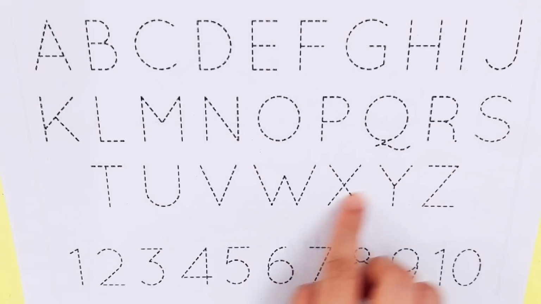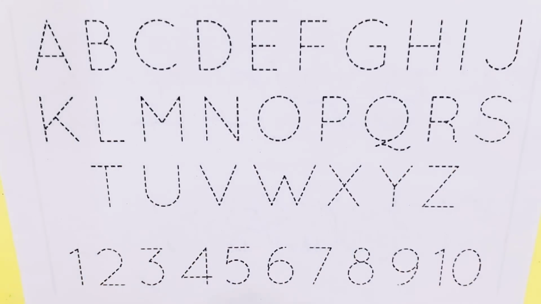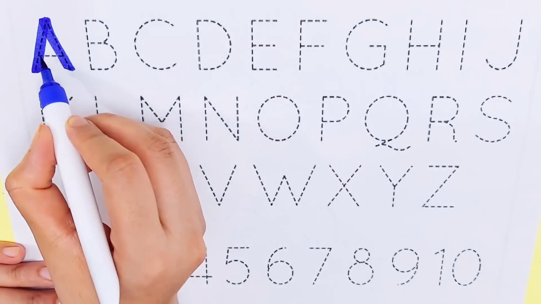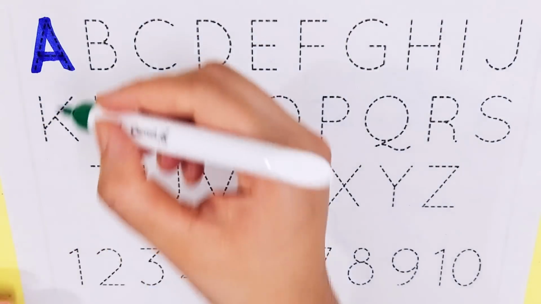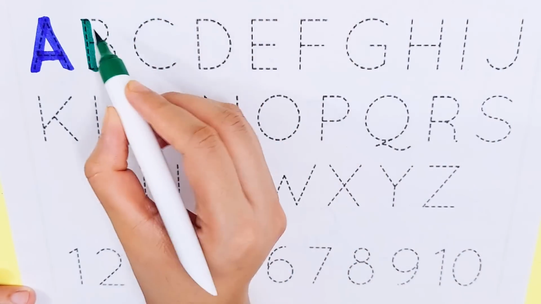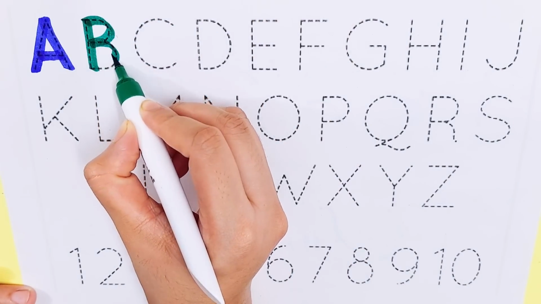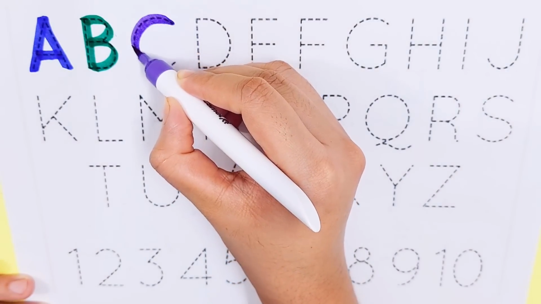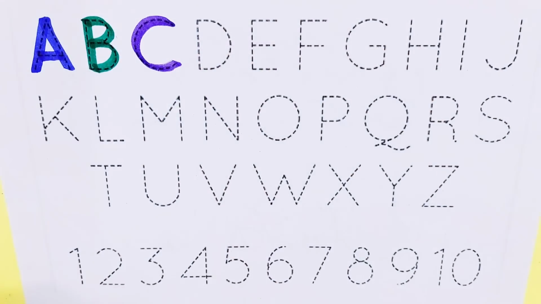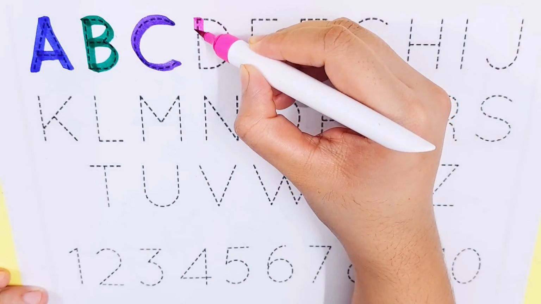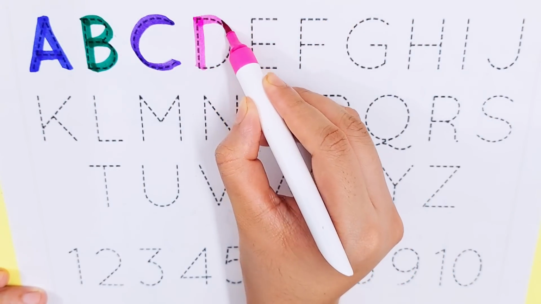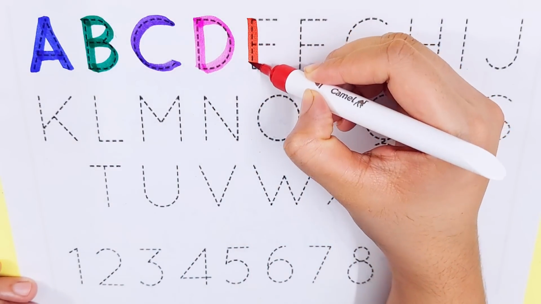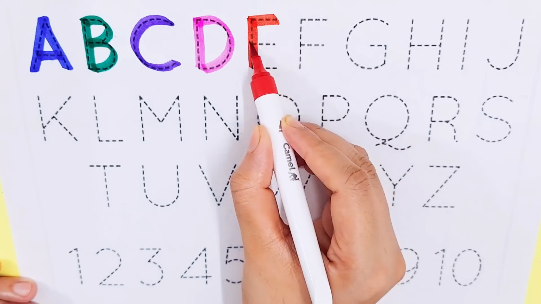Today we will learn some alphabets and numbers. A for avocado. B for broccoli. C for cherry. D for dragon. E for eggplant.